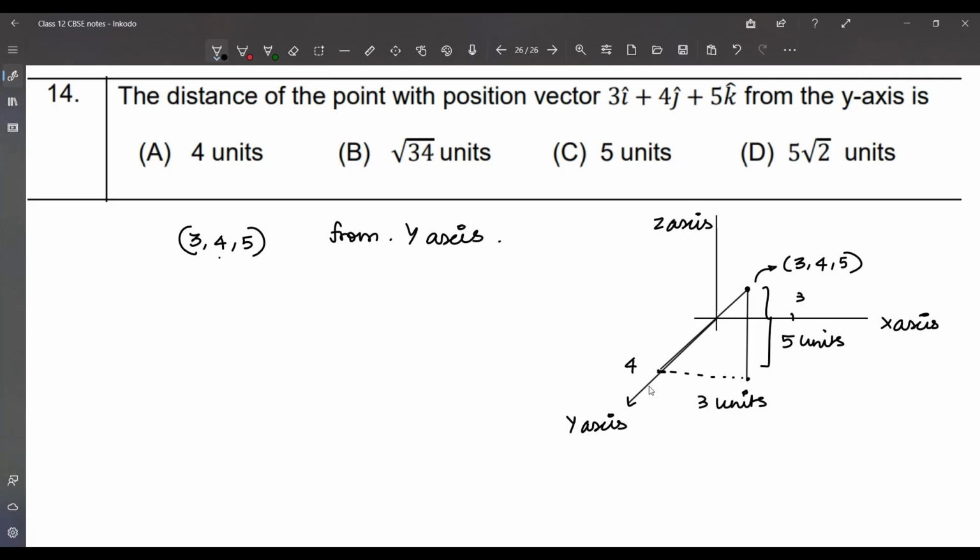So I'm drawing a perpendicular. This is from the y-axis, right? So this is the shortest distance. So this is the hypotenuse. This is the hypotenuse distance between 3 units and 5 units. So that would be square root of 3 square plus 5 square, which is equal to root 34 units. So option B is the correct answer. Moving on to the next question.